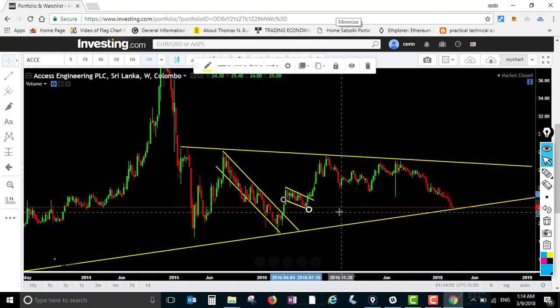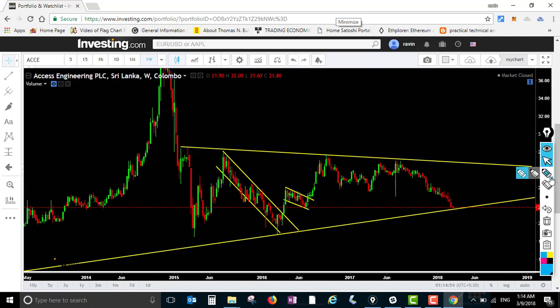It is a flag, a kind of continuation pattern, right? What I mean by continuation is that it will go up. It has gone up, then it corrected here, the price corrected within a small channel, which we call a flag. It's like a flag, a simple flag. Then it continues the previous trend.